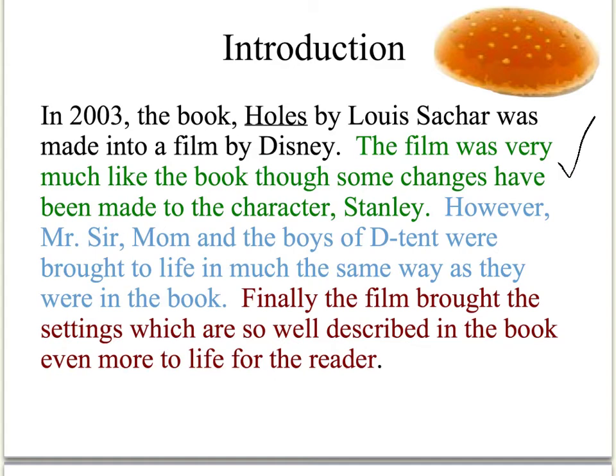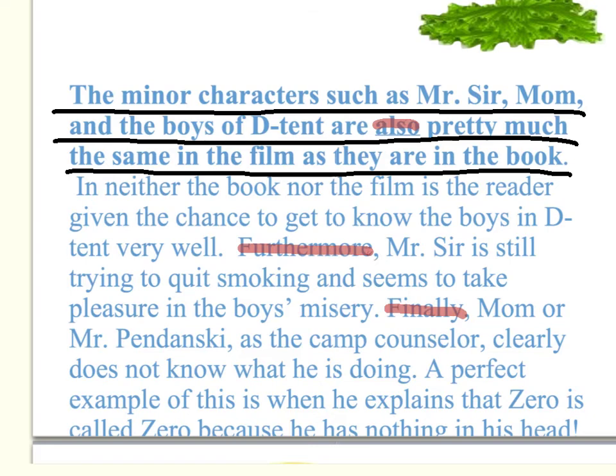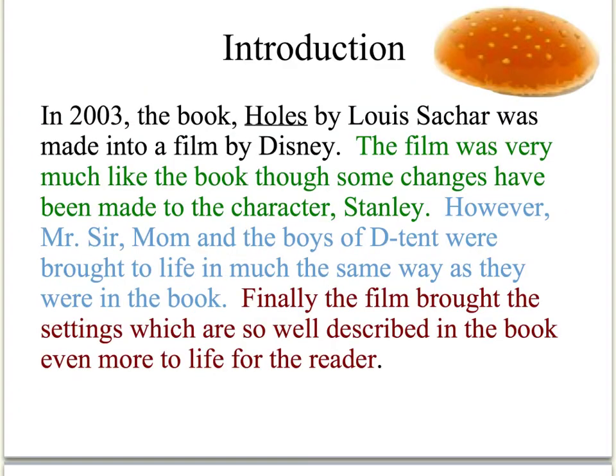And then it's time for body paragraph number 2, my lettuce. Once again, I start with a topic sentence. The minor characters such as Mr. Sir, Mom, and the boys of D-Tent are also, ketchup, pretty much the same in the film as they are in the book. Once again, I go back to my introduction and see, yeah, now I've talked about the minor characters.